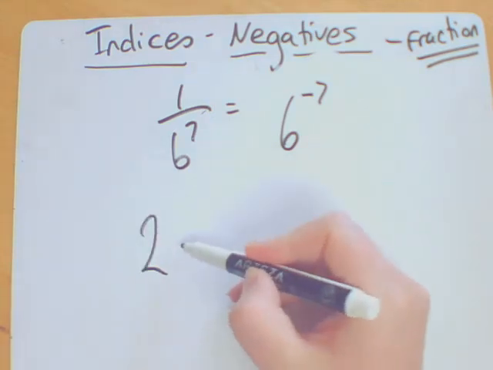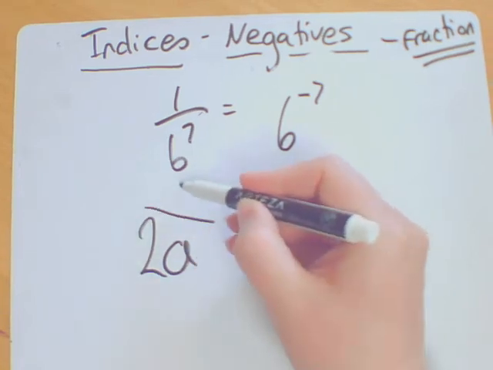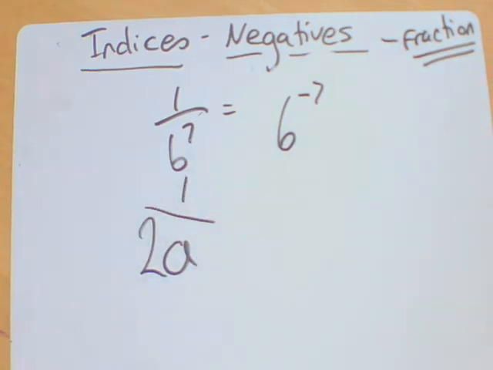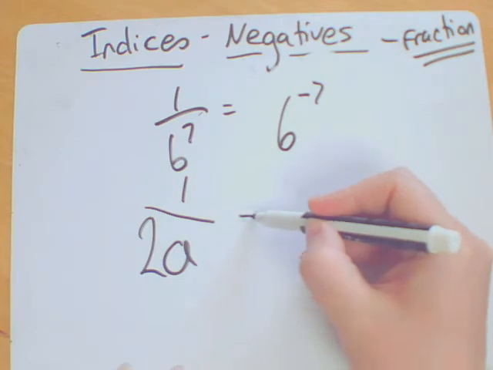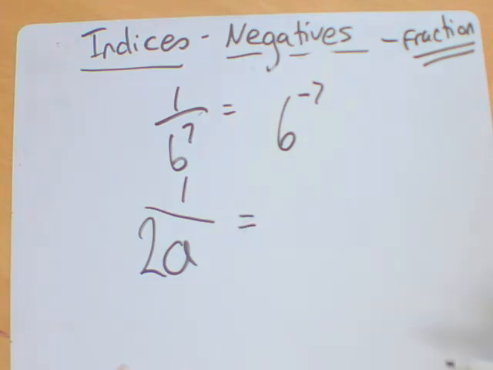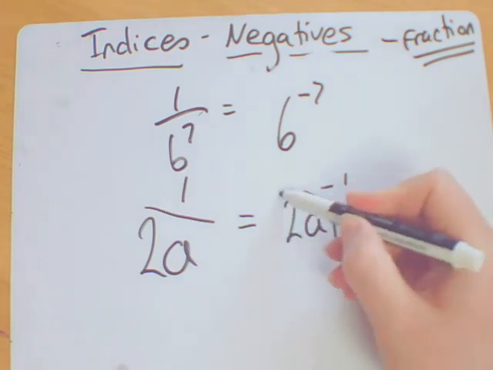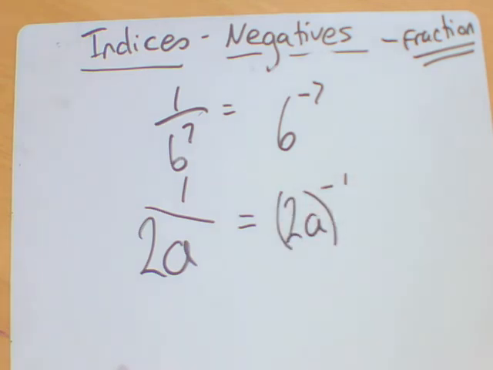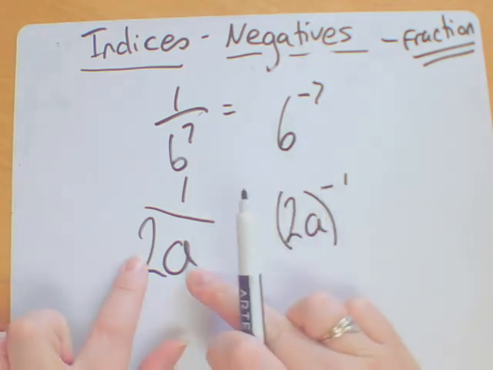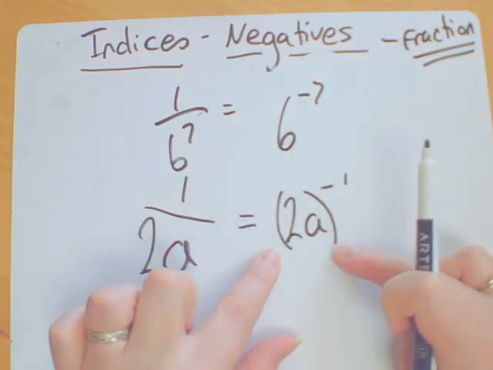Now they could go a step further and say 1 over 2a. It's not a problem. Still a negative power. The power here is the number 1. And then 2a. I'm going to put it in brackets. The reason I'm going to put it in brackets is because all of that was on the bottom.